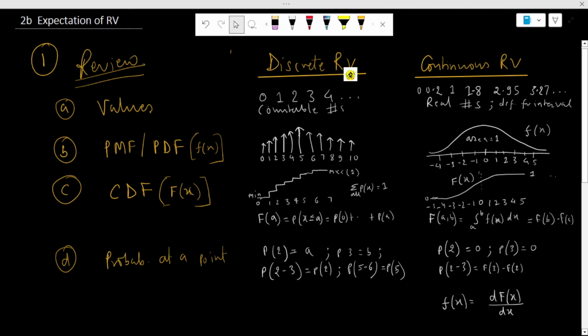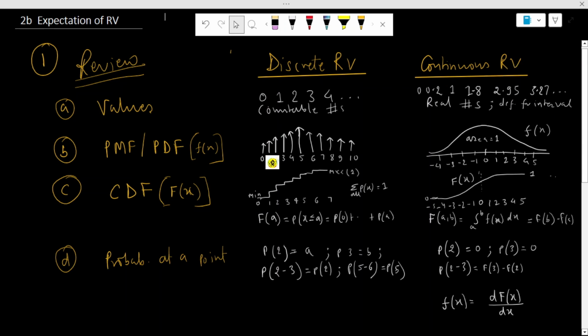The discrete random variable is going to take countable numbers as its values, like 0, 1, 2, 3, 4. The continuous random variable also accepts decimal points, meaning thereby it takes real numbers as its values. The continuous random variable is defined for an interval.